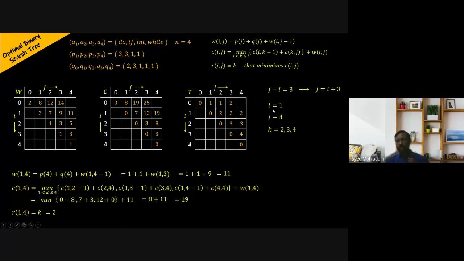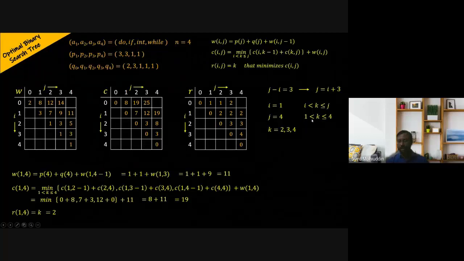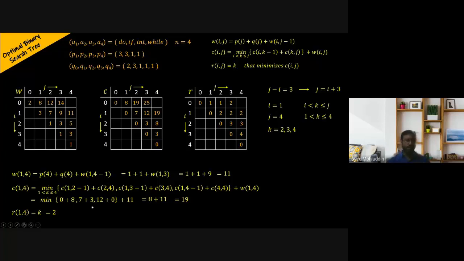In the same way, when I becomes 1, J becomes 4. And we have K value from I less than K less than equal to 4, which is 2, 3, and 4, excluding 1, because K is 1 less than K, it's not less than equal to. So starting from 2, 3, 4, we compute the W weight, we compute cost, we also compute R. And even here, if you just substitute these values, we get 2 as the K value, which gives us the minimum cost. So we fill up the cost as well as we fill up 1 comma 4 as 2.